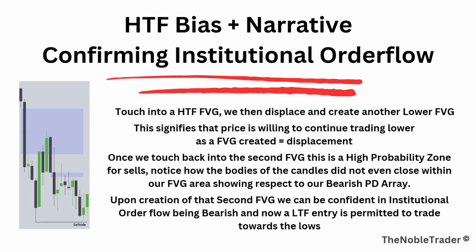Notice how the bodies of the candles did not even close within our FVG area, showing respect to our bearish PD array. Upon creation of that second FVG, we can be confident in institutional order flow being bearish, and because price is fractal, we can use a lower time frame entry to trade towards the lows.